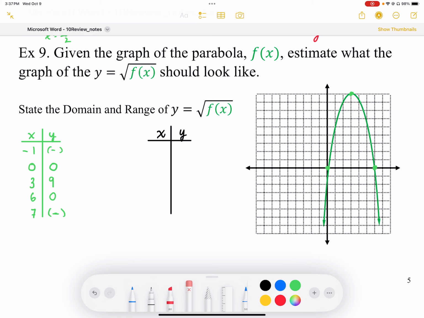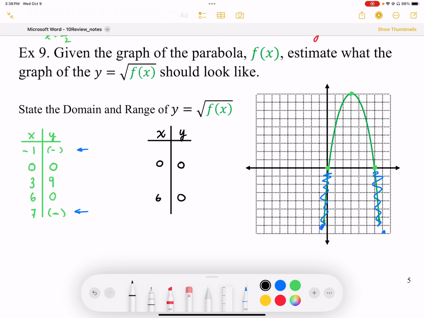So these coordinates that are negative, okay, they're going to be way down here and way down here. These coordinates, we need to get rid of those because they cannot be square rooted, so they cannot exist in the new function. What will happen then is we have our boundary points. Our boundary points are going to be the 0 points, so y equals 0 and y equals 0, and that's going to be for 6 and 0. So the y values of 0, when we square root them, they remain 0.